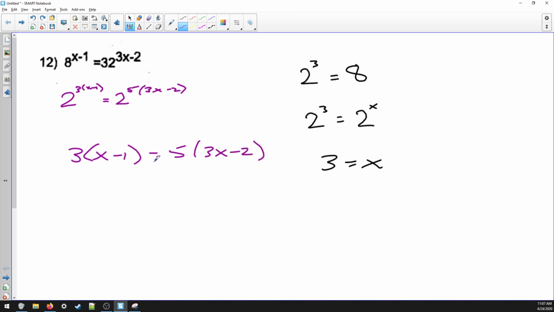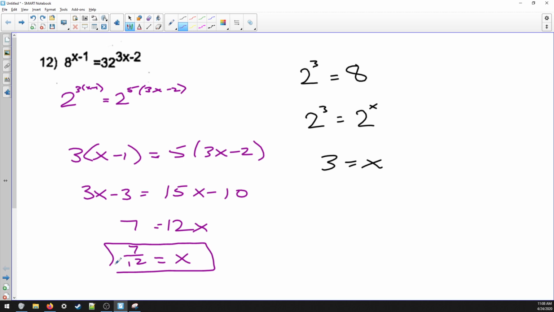And then this is just a linear algebra solving problem, right? I can distribute the 3 and get 3x minus 3. I can distribute the 5 and get 15x minus 10. And then I'm just going to solve. If I subtract the 3x over, I get 12. Okay? If I add the 10 back, I get 7. And then if I divide both sides by 12, we get that x is equal to 7 over 12. Okay? So that would be my answer for that one.